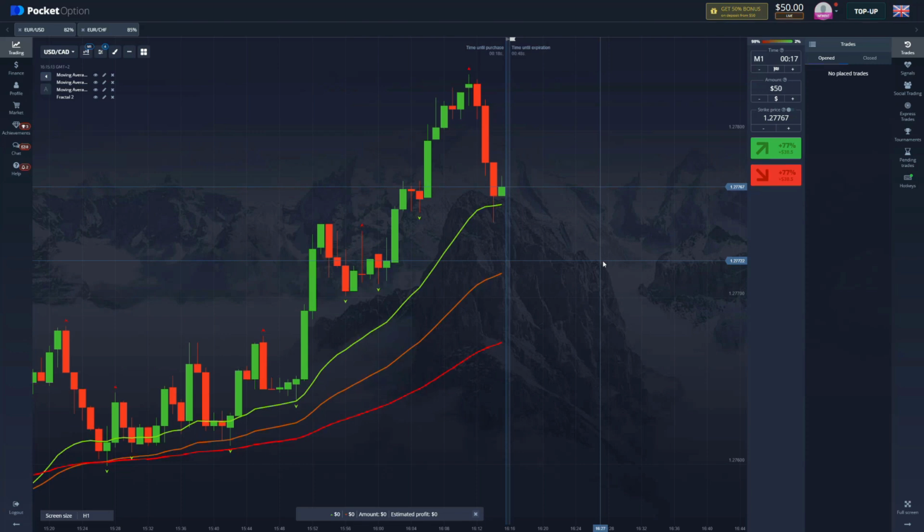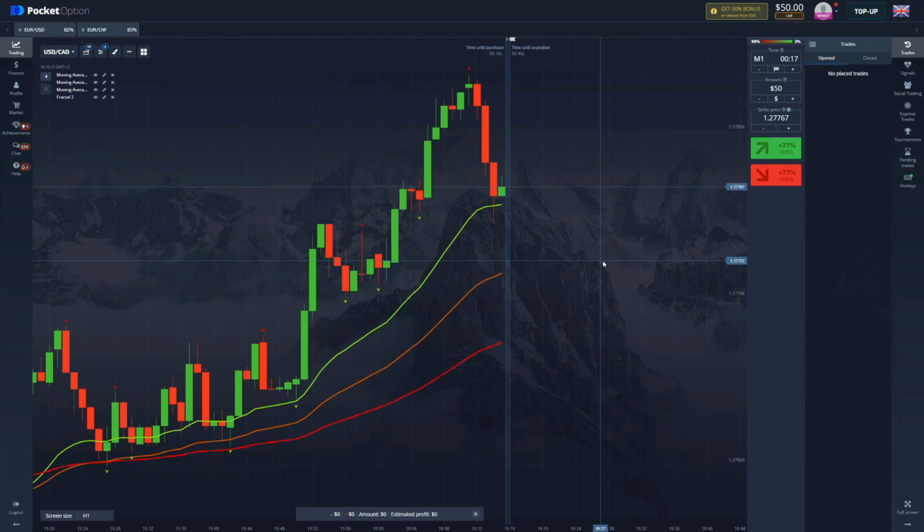For this strategy, you're gonna need 3 exponential moving averages. The green one is a 25 exponential moving average, the orange one is a 50, and the red one is a 100 exponential moving average. You need to set those up, and if you want to learn how to do it, you can refer to the previous video I've done on this matter. It is explained in depth, so make sure to check that out.